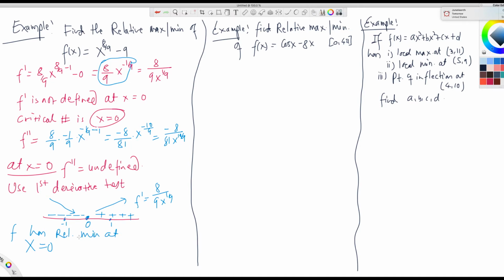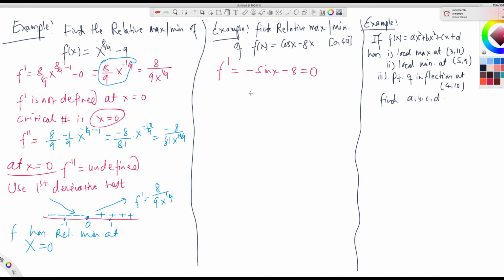Okay. All right. Let us do another example. Find relative max or relative min for this function. Again, do the same step. Find out the first derivative. What is the first derivative? F prime is negative sine x minus 8, right? And set that equals to 0, or find out where it is not defined, because we need to find out the critical numbers, right? So if you do that, what do you get?